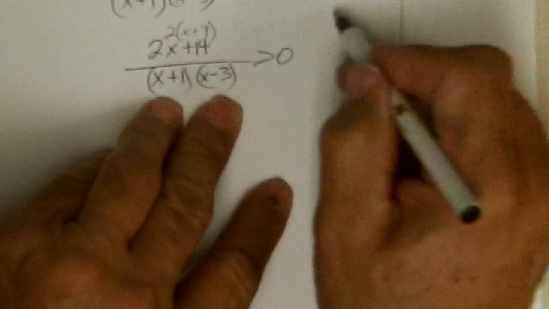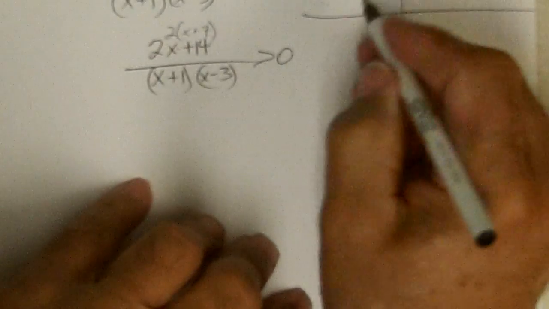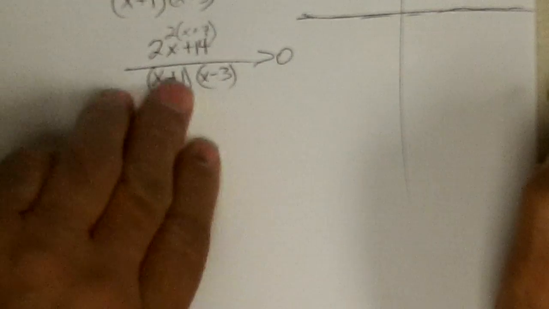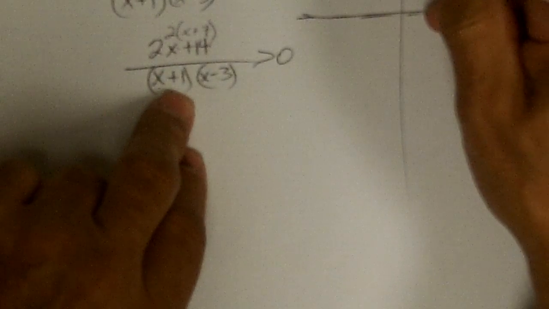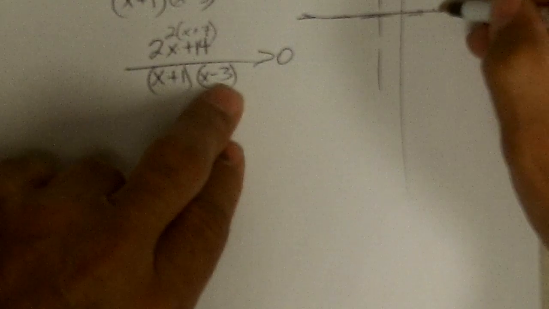So what do we know? Well, the degree of the numerator is less than the denominator, therefore there's a horizontal asymptote at 0, and vertical asymptotes at minus 1 and at plus 3.